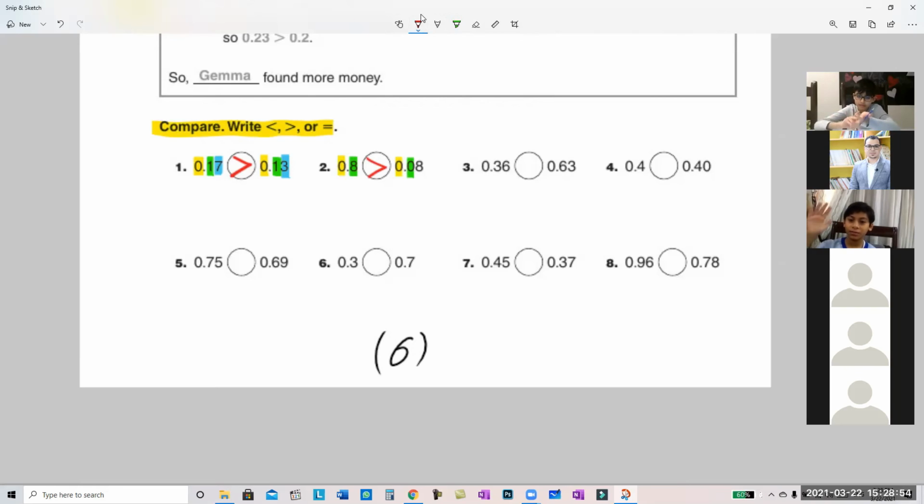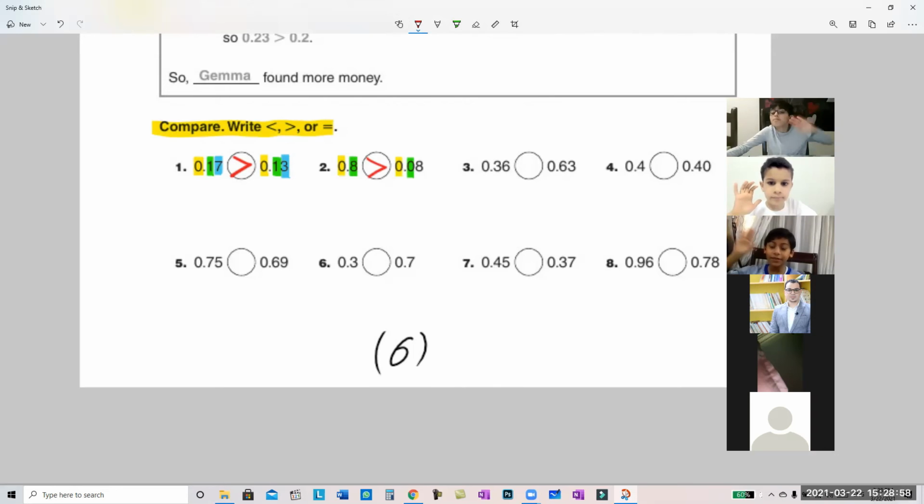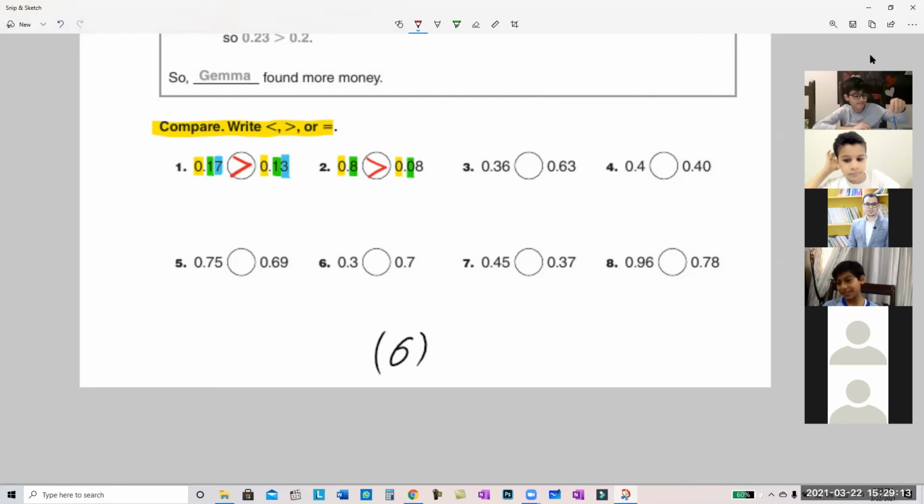Now, who can help me with number 3? So easy, guys, right? Okay, I'll ask someone else. I need new faces, guys. I need new faces. Hussein. Hussein is cool. Yes. I can't find you today, man. Come on. Number 3.